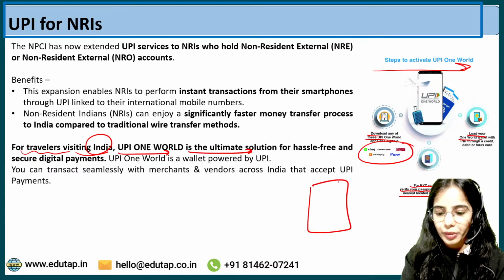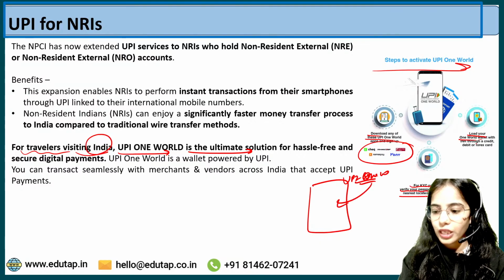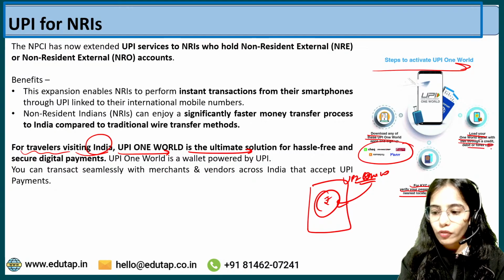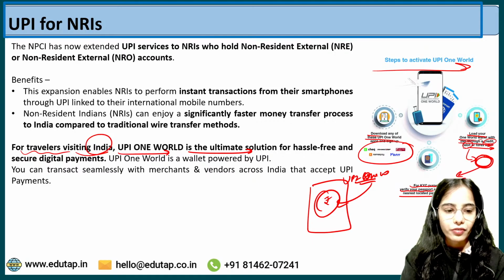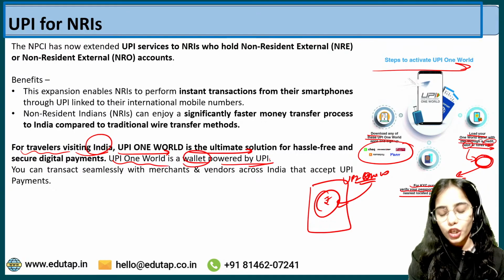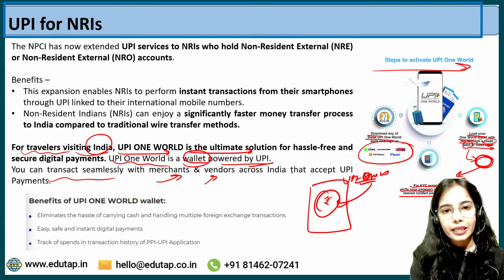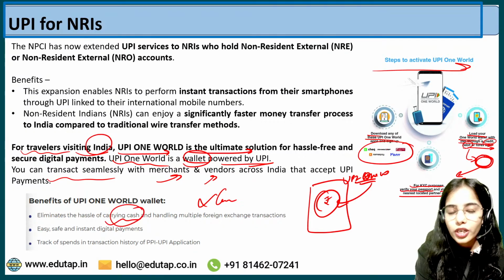So in UPI One World, you will get the rupees. You can give your forex card, or your credit card or debit card, and the money will be taken through that card, and the INR, the rupees, will be provided to you in UPI One World. So this is the idea. UPI One World is a wallet powered by the UPI system. You can transact seamlessly with merchants and vendors in India through the UPI system. Then you will not have to carry cash. Carrying cash is not required now.